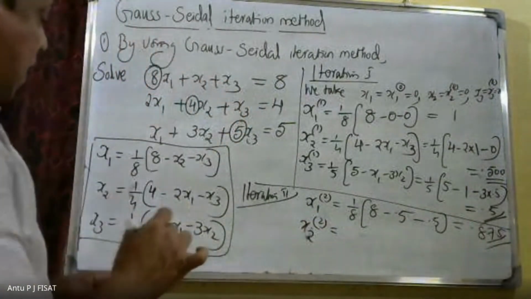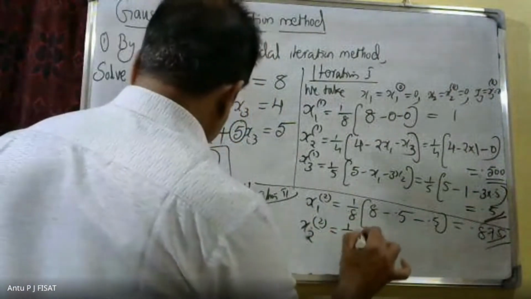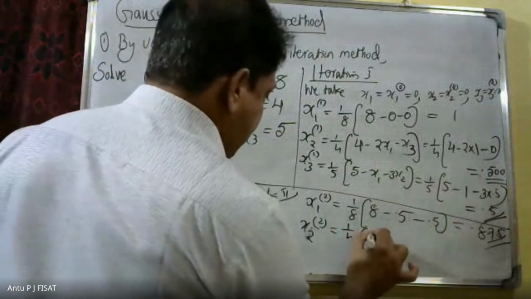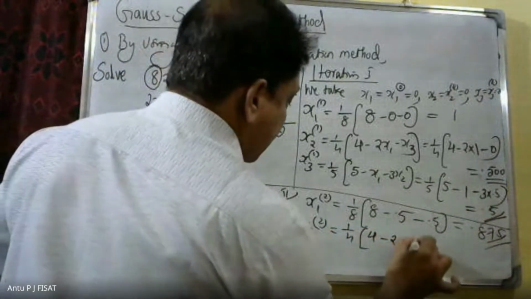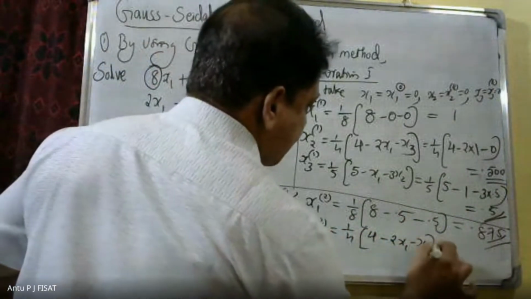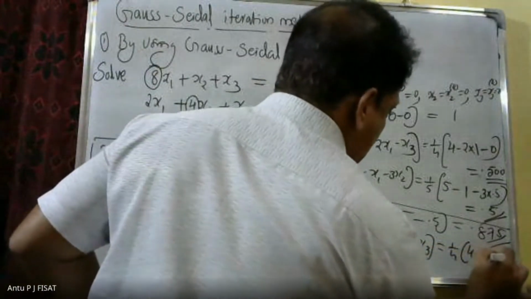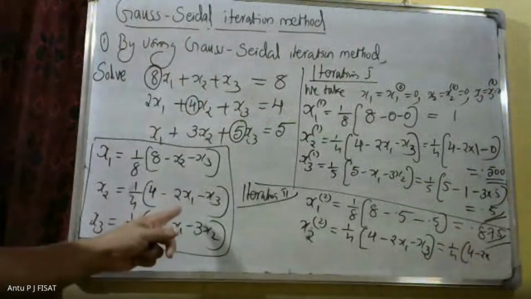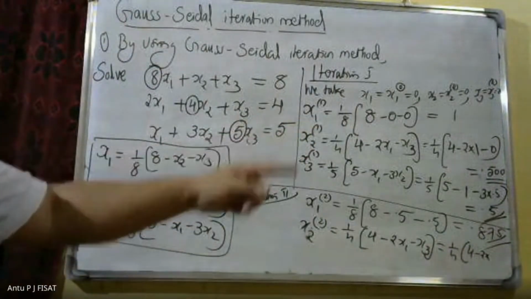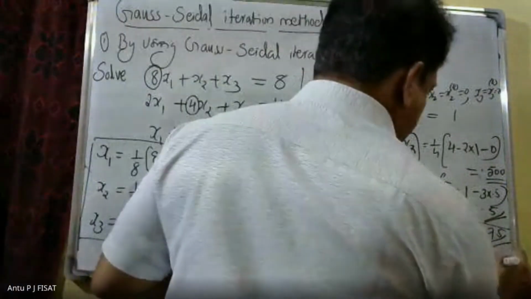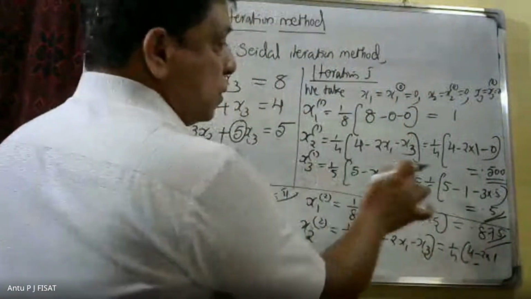Using this equation, 1/4 (4 - 2x1 - x3). That is 1/4 (4 - 2 into...). Here x1 is equal to 1. Then x3 is equal to 0.5.